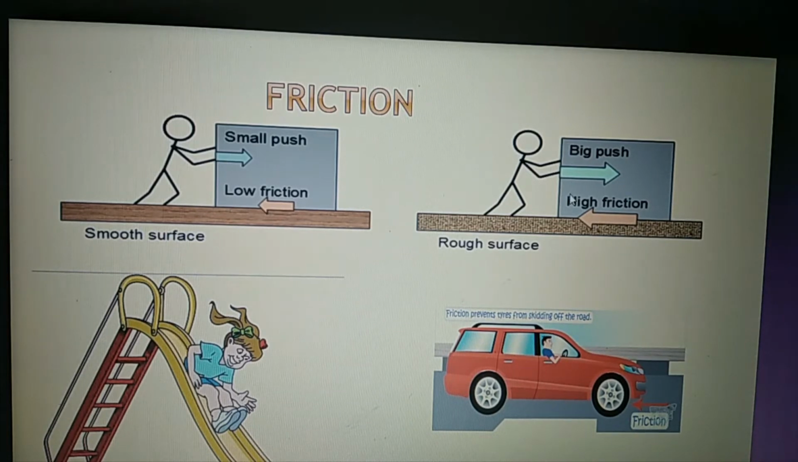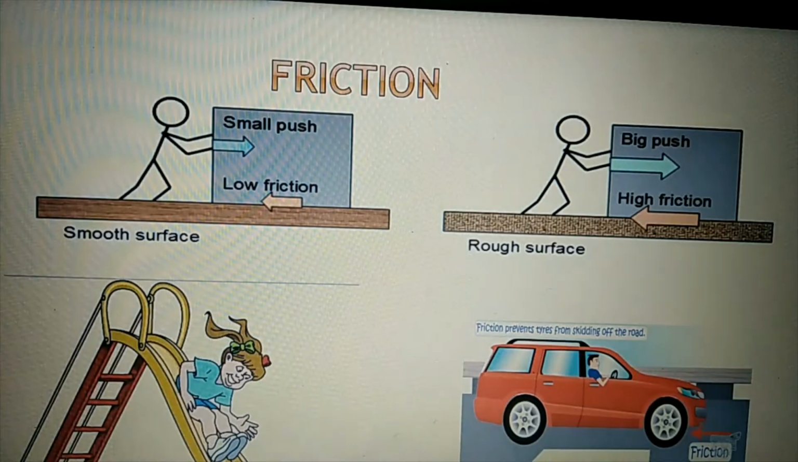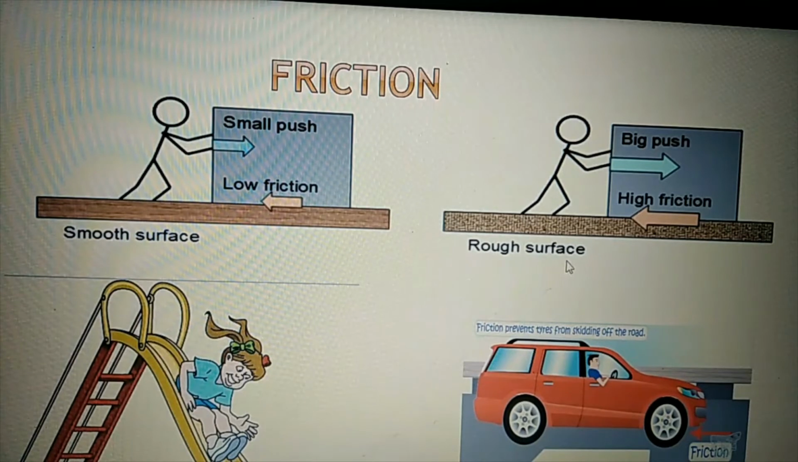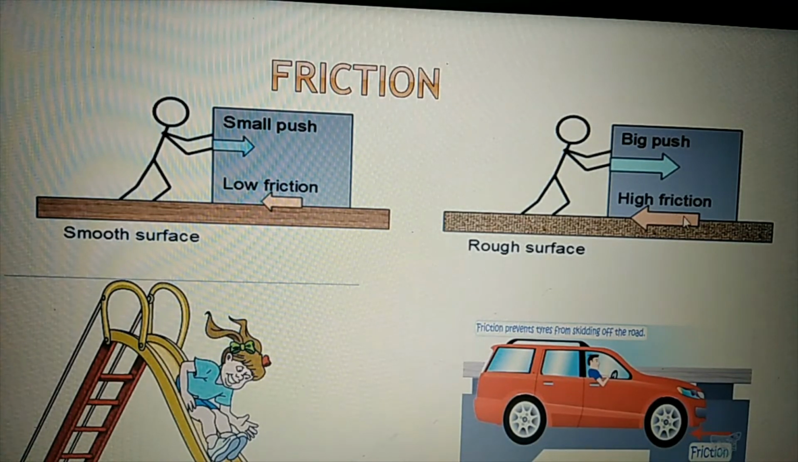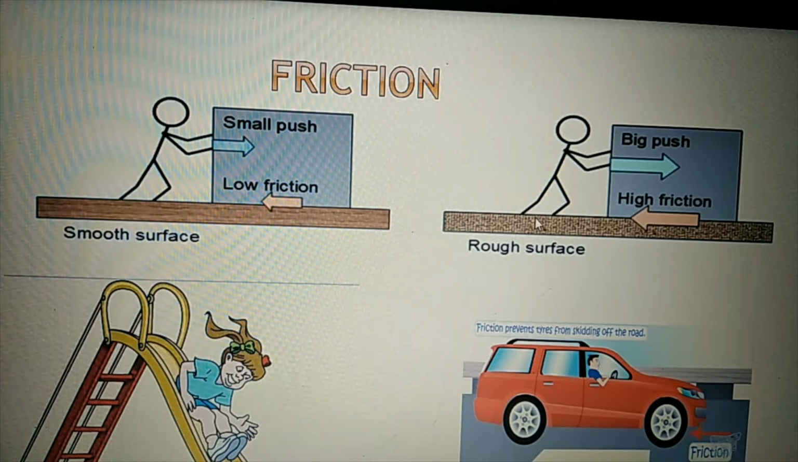Okay, let's look at the second one. We have a rough surface. A rough surface would give high friction. And you will need a big push to be able to push on a rough surface. Because the friction is high, you need a big force, a big push.